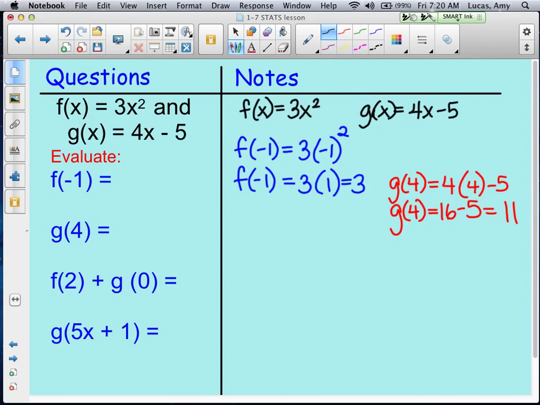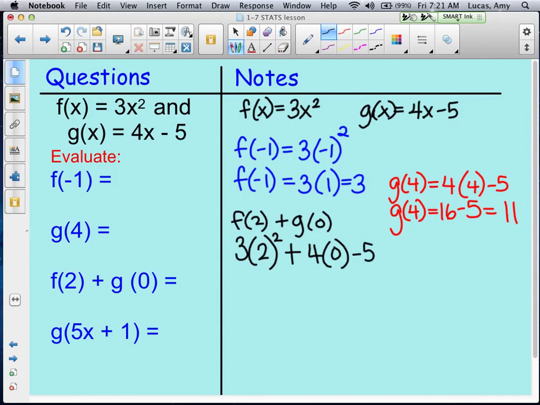Next, it says f of 2 plus g of 0. Okay? So we've got two functions that we're going to be using here and evaluating. The first one is f at 2, so that would look like this. I plug in the 2 for x in my f of x function, plus I plug in a 0 in my g of x function, so that's going to look like this.